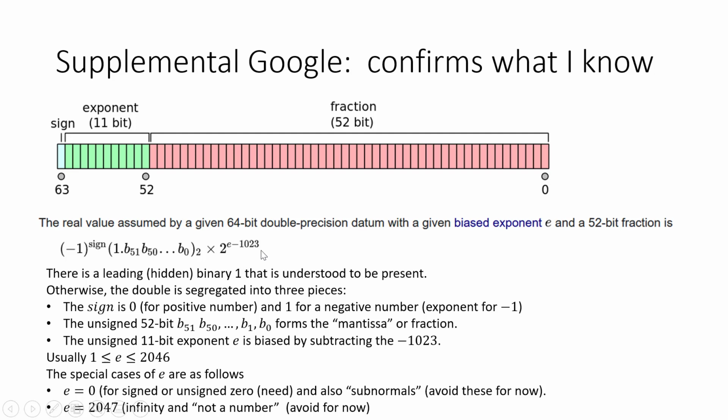1023. So let's say that E is 1023. So it's kind of right in the middle of that unsigned swath there. If E is 1023, then that's going to be 2 to the 0 once you bias it. On the other hand, if E is 1, then that's going to make this exponent minus 1022, so that's going to be a very small number.